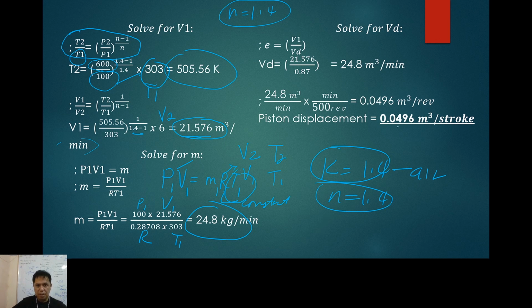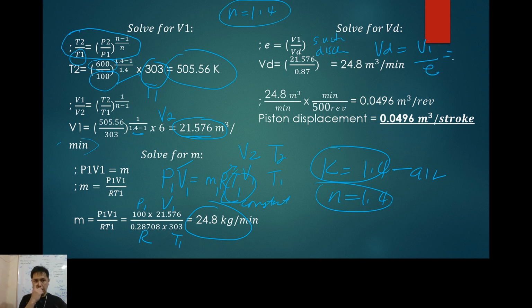the general formula is the efficiency. Efficiency is this, right? So, V1 over VD. V1 meaning volume at the suction, then volume at the discharge. So what is our volume at the discharge? V1 over efficiency. So, V1 is what?